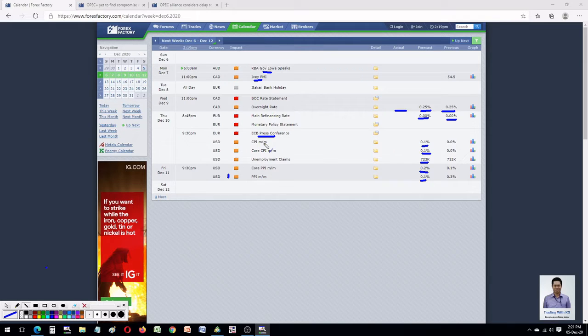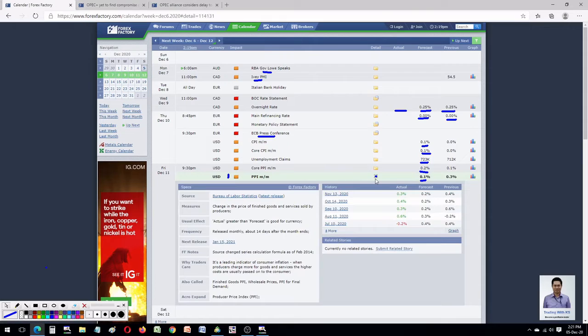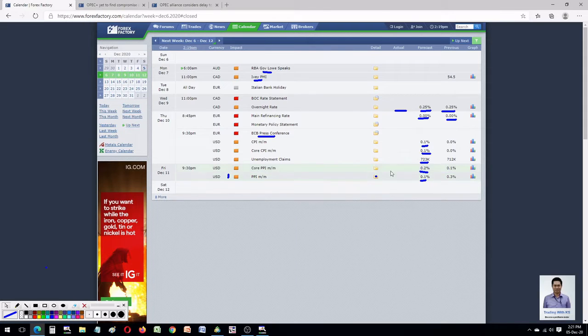This is the consumer price index. This is the finished goods price, the price of finished goods. If the price goes up, it means the demand actually goes up, which means a better economy. So nothing actually, not any big impact on next week's calendar.